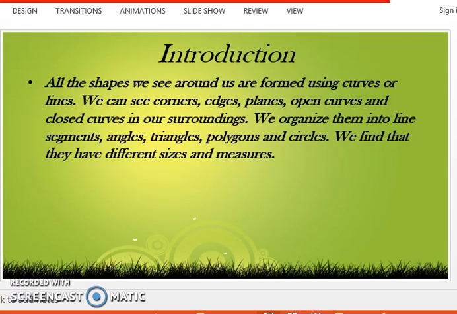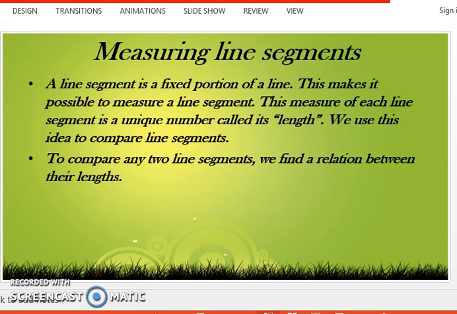All the shapes which you see around us are formed using curves or lines. We can see corners, edges, planes, open curves and closed curves in our surroundings. We organize them into line segments, angles, triangles, polygons and circles. They are all of different sizes and different measures.